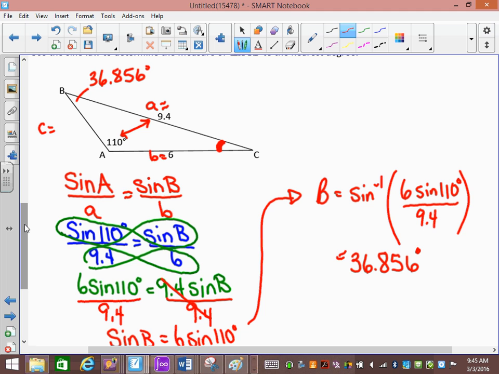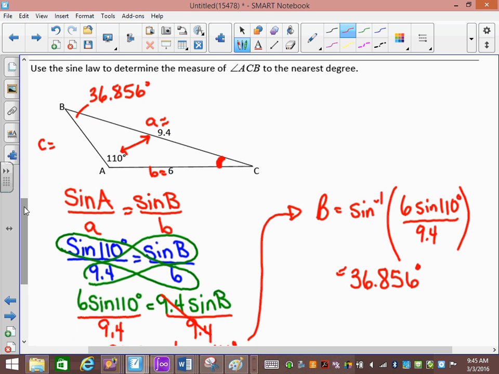Subtract from 180. Once you know 2, you can just subtract from 180. I get 33.144, and you always have to look, it says to the nearest degree. So 33 degrees. You can round on your very last step, but please do not round before then.